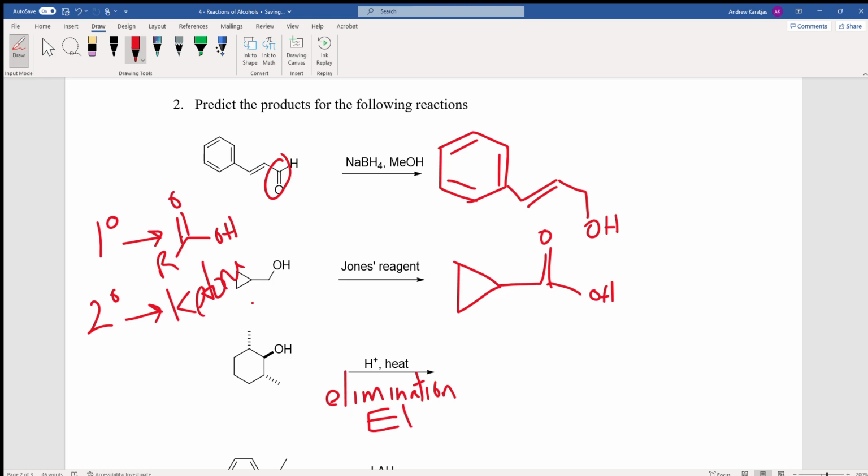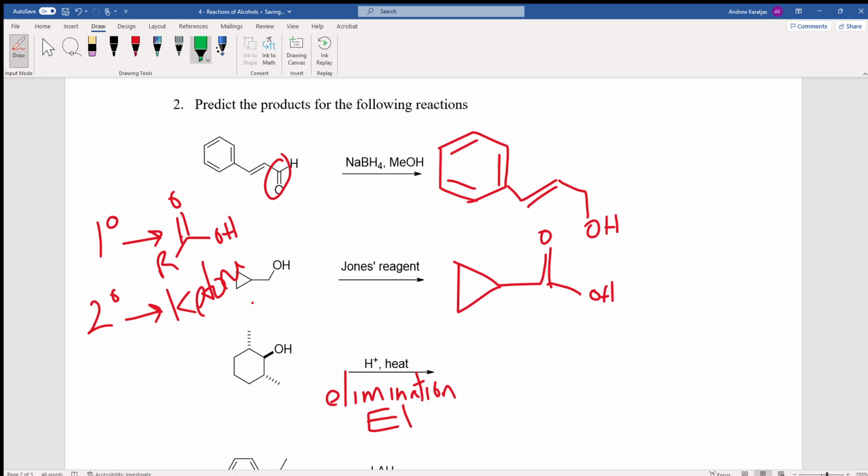Also important, because this is E1, you may recall that when we're dealing with six-membered rings, sometimes we have to worry about the geometry of the leaving group and the proton that's being removed to make sure we have the right orientation. But that's only for E2. Since this is an E1 reaction, it doesn't matter.